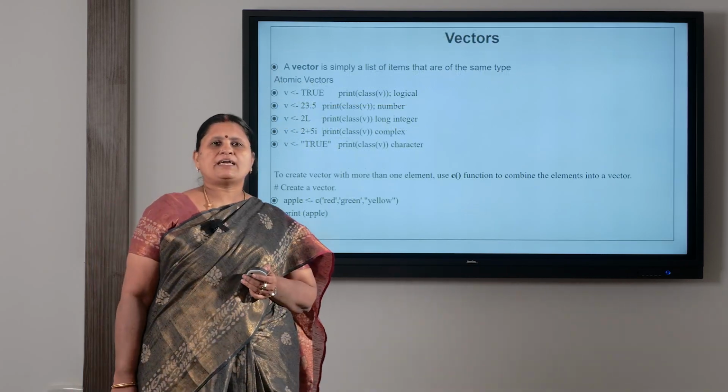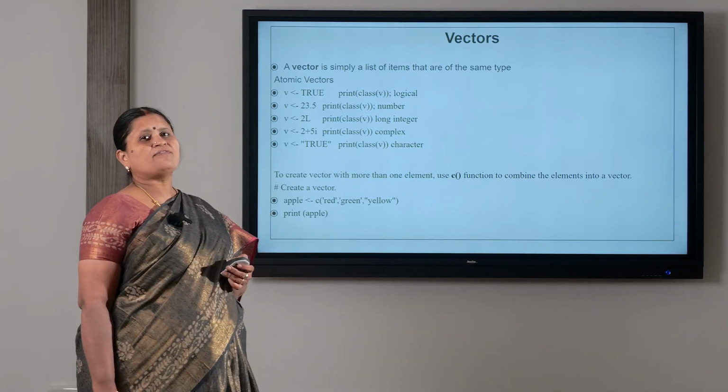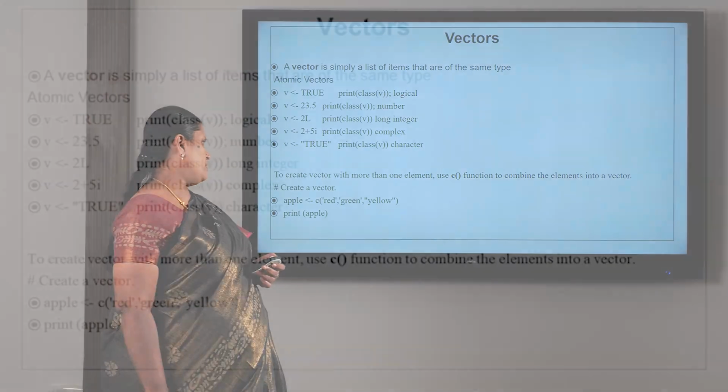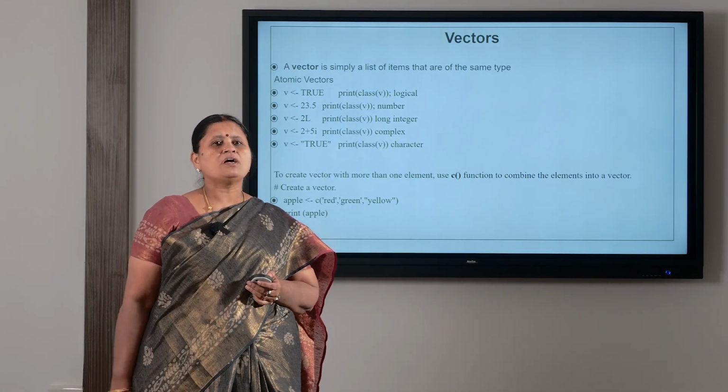The first data type is the vector. Vectors can be atomic vectors, where a single value is stored in the variable. Suppose I want to have more values in a single variable, that is possible by using the c function. c stands for combine. Whenever we want more than one value, it can be given using the combine function and stored in a variable. A vector is a set of items of a similar type. I can store integers, I can store characters, but they should be of a similar type.